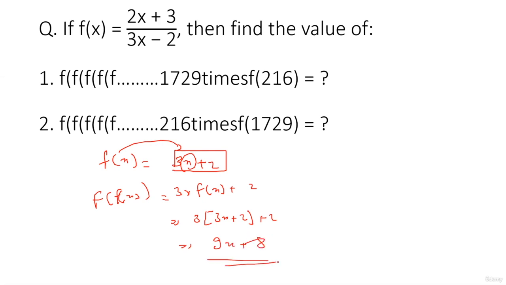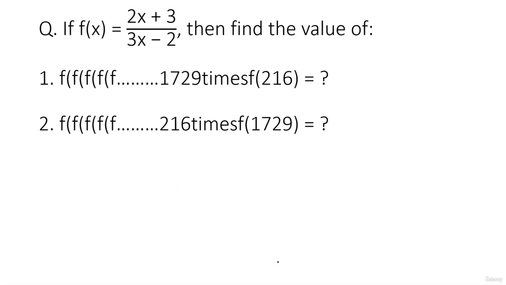Okay, likewise. ऐसा करते करते फर्स्ट क्वेश्चन में f of 1729 टाइम्स करना है, and in place of x you will put 216. That is the first question. And second question में क्या करना है? f of 216 times, and in place of x you substitute 1729. उसकी वैल्यू फाइंड करनी है. Okay, so it might look to be a very challenging question, but it's actually not. It's a very simple question. So let's understand the logic here, guys.